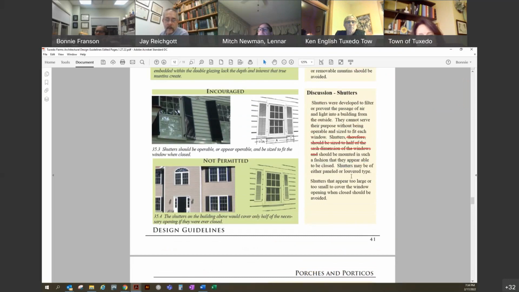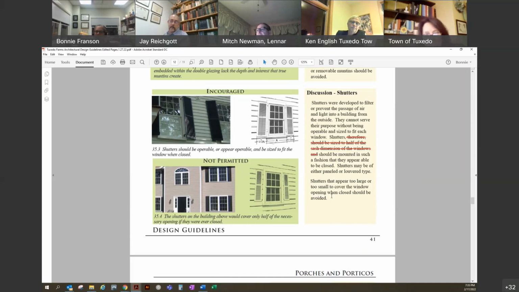Well, so as you can see, we crossed out the line that said the shutters had to be half the size of the window dimension. Our shutters are, and I don't have the exact dimension in my head, a very standard size, and they're not tailored to the different window sizes. And we weren't trying to convey that you could close them in a storm event and cover your window.